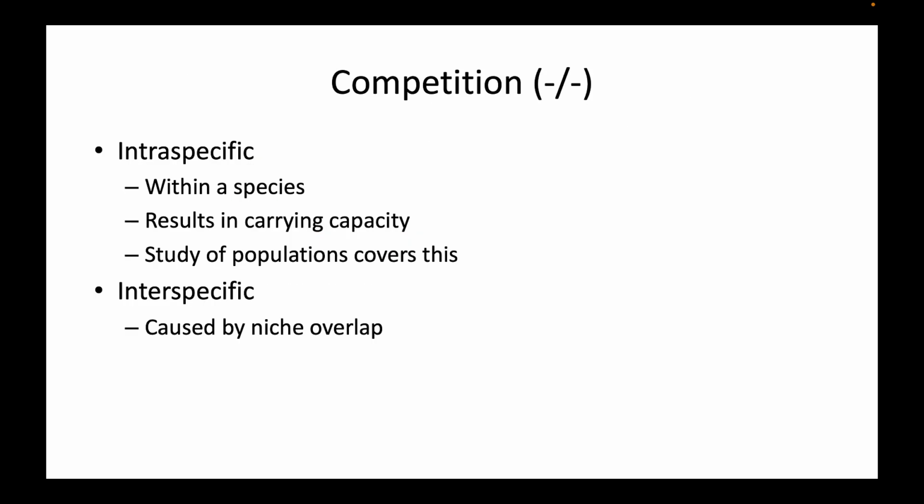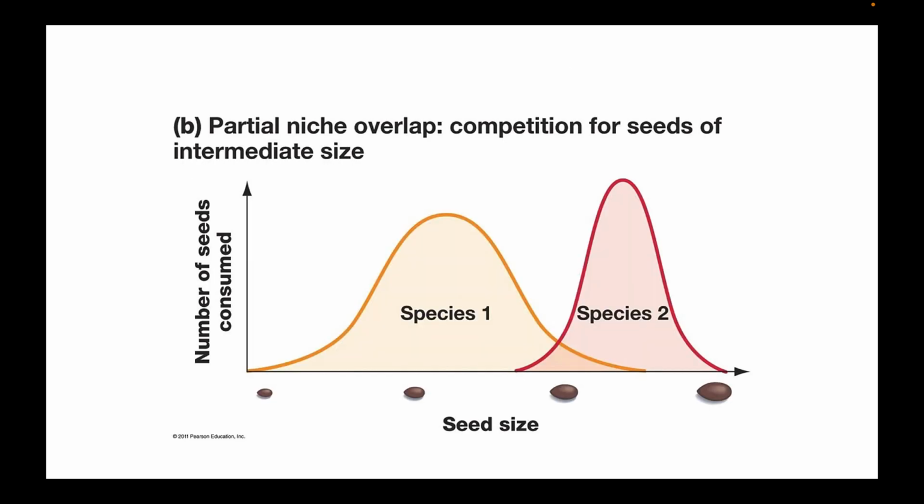So with competition, you might think of intraspecific competition, but that's really the realm of population biology. What we're curious about here is interspecific competition, which is the competition between species. Intraspecific is within a species, interspecific is between species, and this is caused by niches overlapping for organisms. So if we were to look here, these are 2 species and the seed sizes that they consume. You see minimal niche overlap here. And so these 2 species would experience very little competition, whereas 2 species that had higher degree of overlap would experience much more competition.